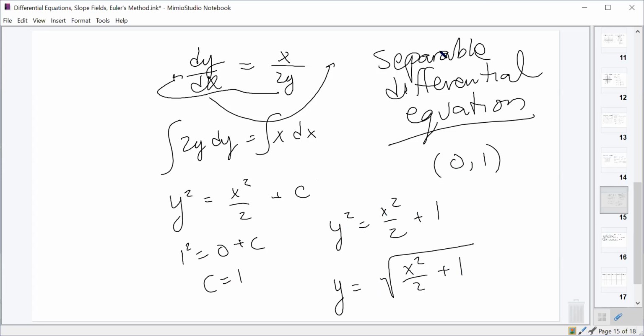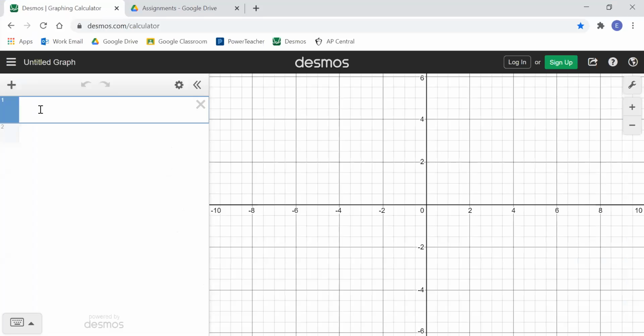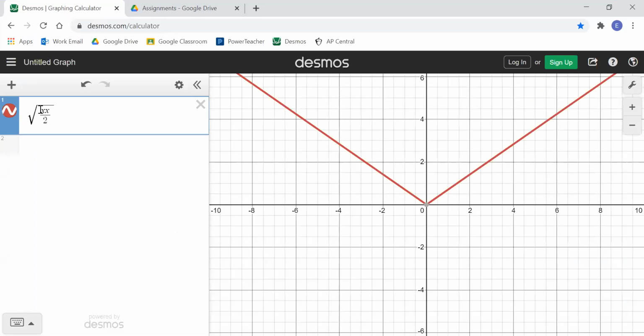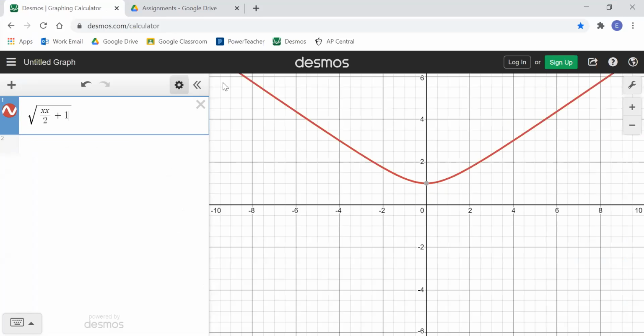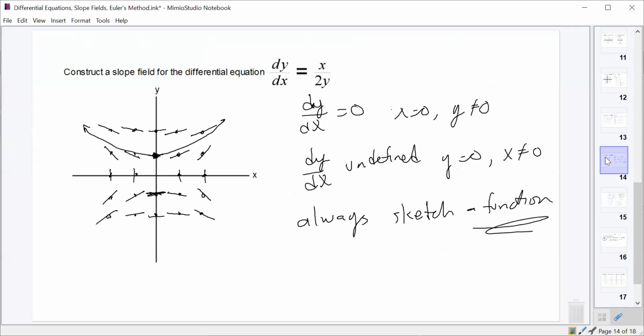And if we were to then go in to Desmos, hopefully, we could look at what was it, x squared over 2, right, plus 1. And we would see that, oh, look at that. It looks very similar to what we sketched when we did the slope field, doesn't it? It does. It looks amazingly similar to it, which is pretty cool.